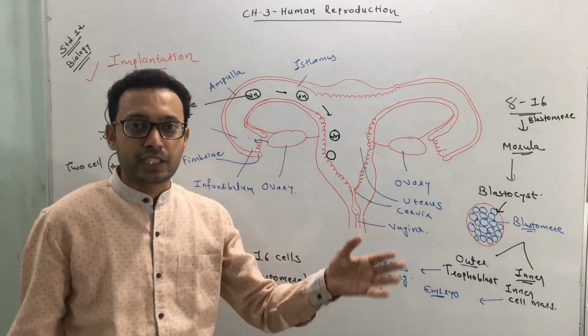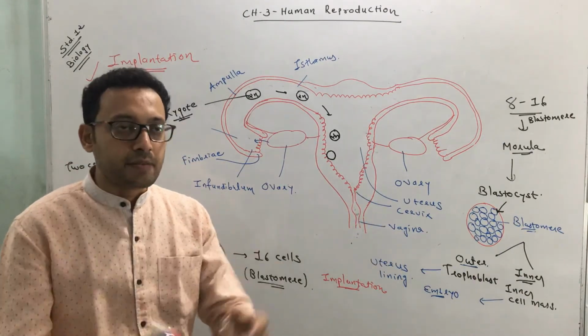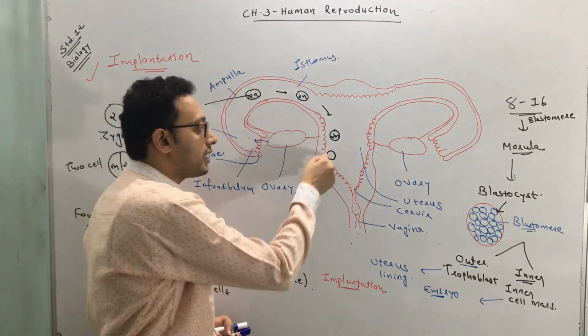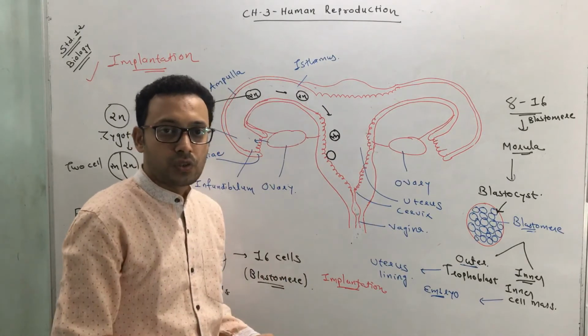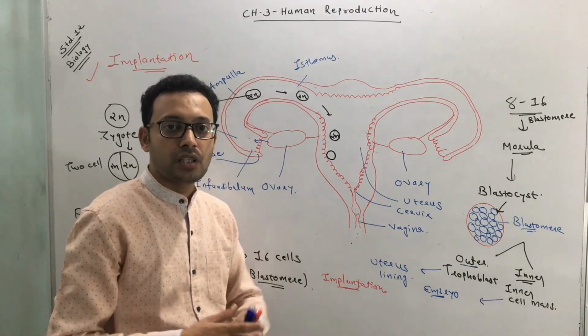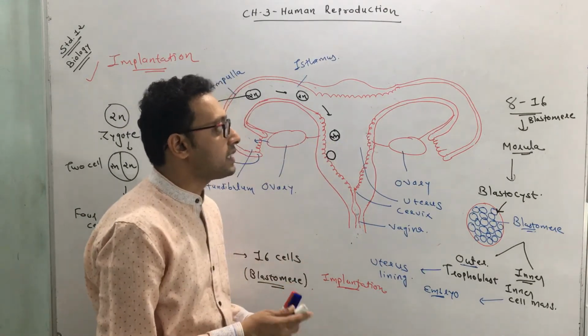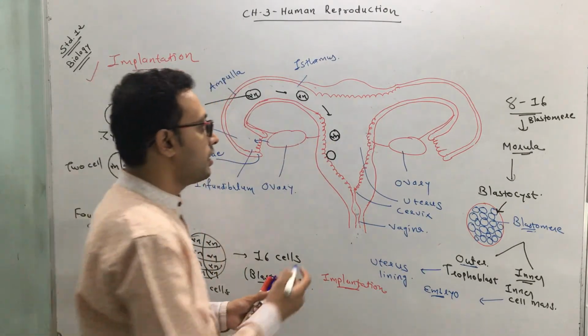Once the fertilization takes place, that means the fusion takes place, it travels, divides while traveling, and attaches to the wall of the uterus. Okay, that is the process called implantation. Now its development starts. It makes a contact. How does it make a contact?